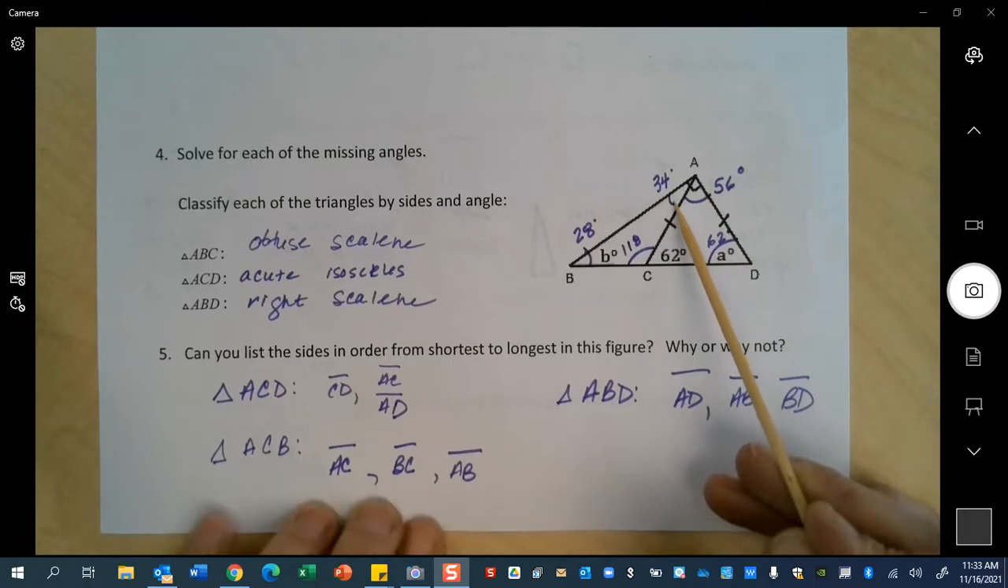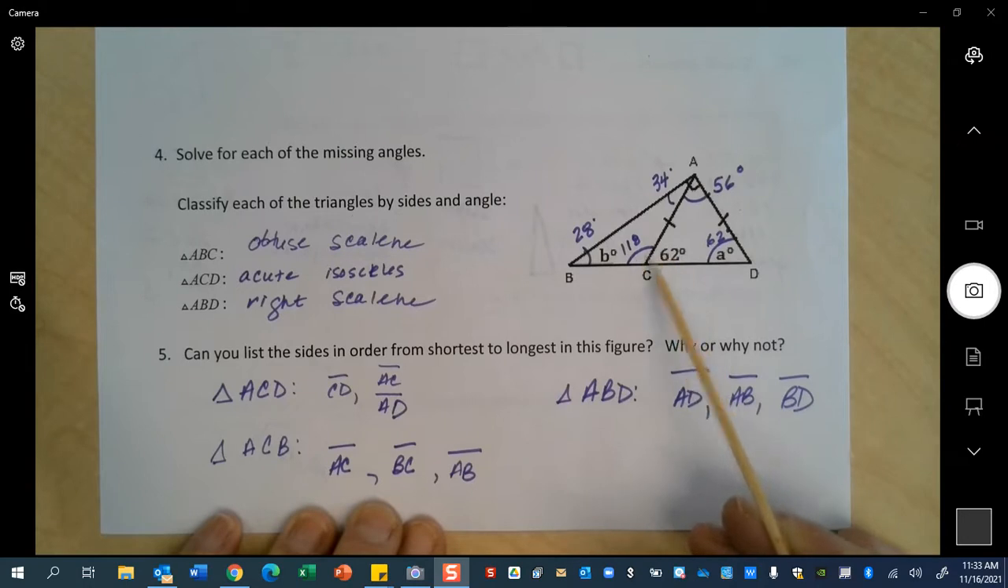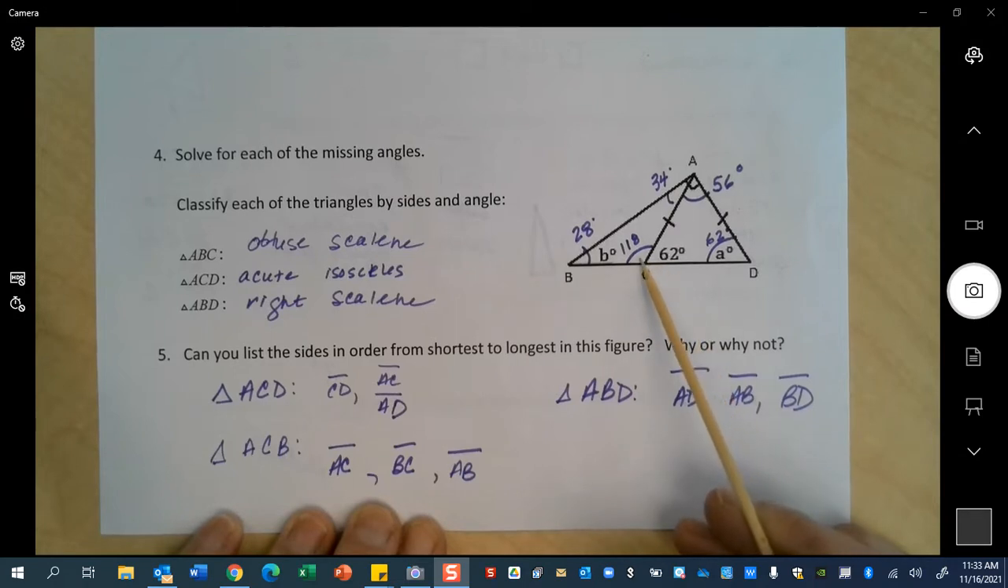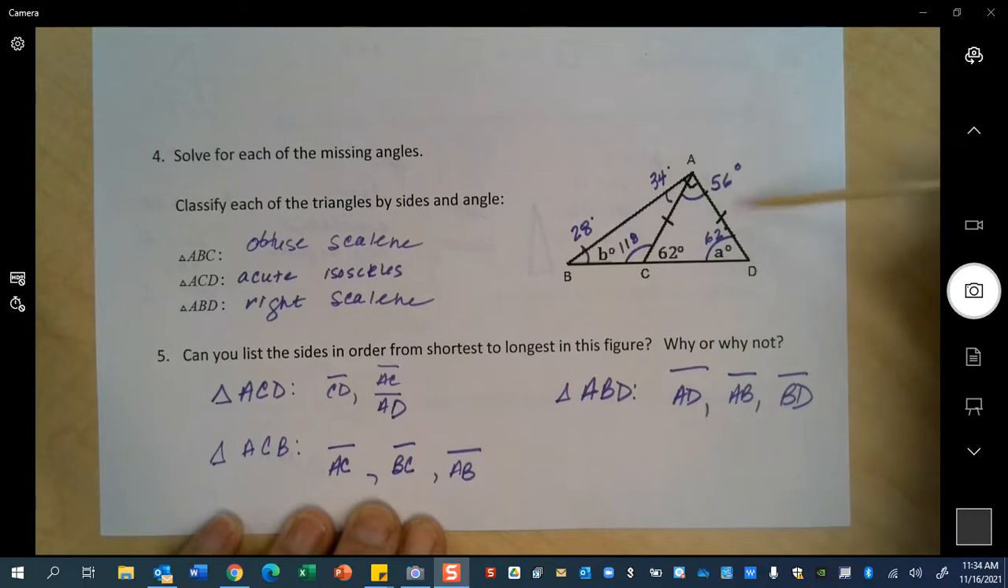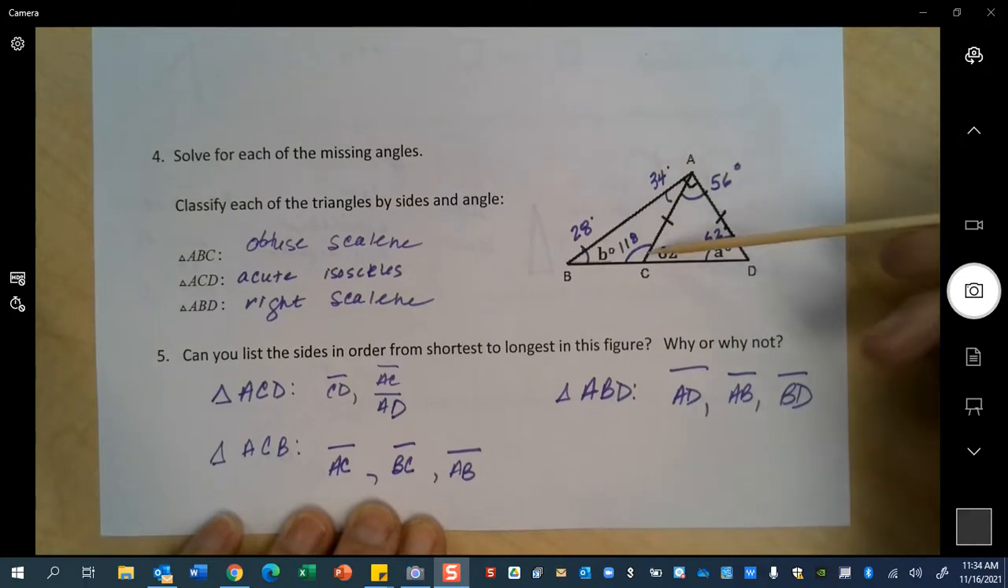Once I have this angle, I come down here and I recognize that these are a linear pair, and linear pairs are supplementary. So I know that 180 minus 62 is going to be 118. Now I can double check myself, because this exterior angle is equal to the sum of these two together. When I add 56 and 62 together, I have 118, so I know I got the right answer there.